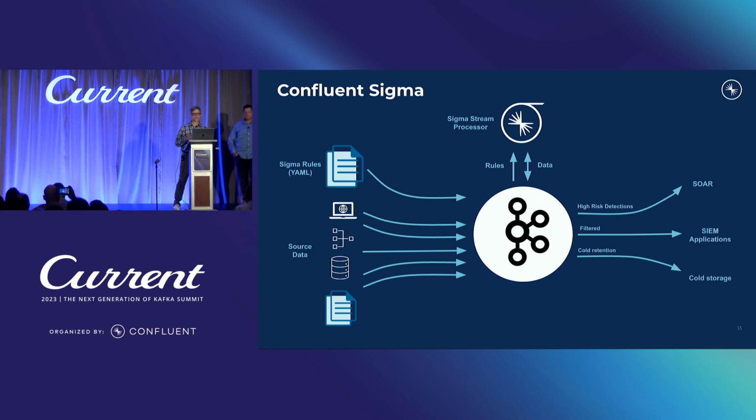The application of the rules are then used to route the data or even enrich it and provide structure to potentially unstructured sources. So some of the SIGMA rules might identify patterns that have a high probability of action being required, like high-risk detections. You could send that to your SOAR. Other ones just represent a set of patterns you want to use to send high-value data to your SIM tool. And then maybe everything else you want to send to something like cold storage.